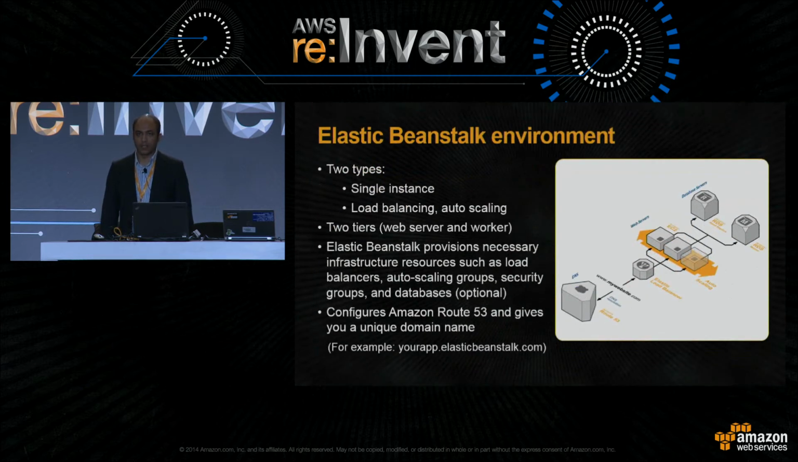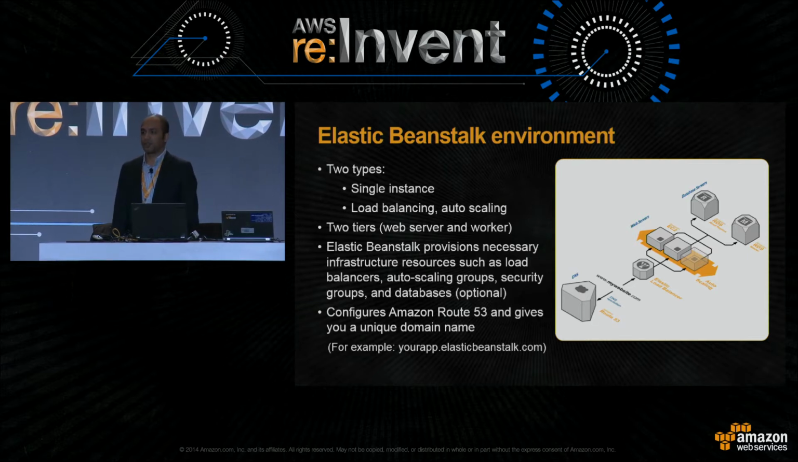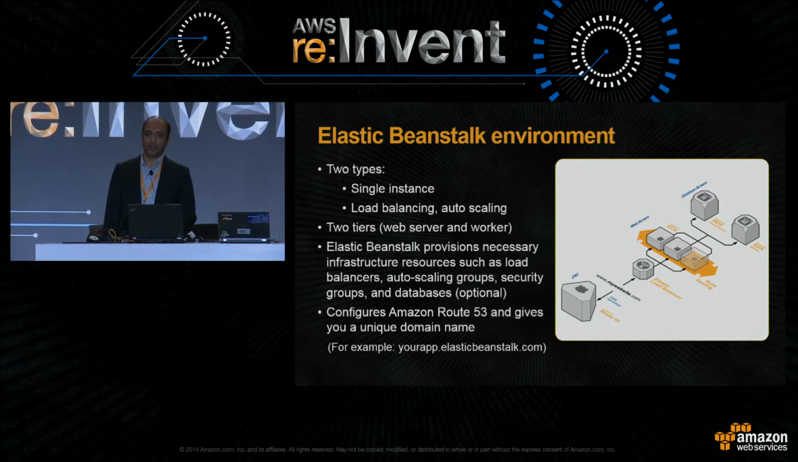So let's look at Elastic Beanstalk environments. We have two types, a single instance and a load-balanced auto-scaling environment. The reason we have two types is because as developers, you want to ensure that you're working on a single instance environment. You don't have any runaway costs. You're always guaranteed that it's only going to be one instance.